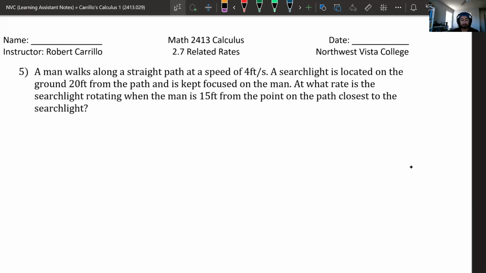Okay, so here's our dude. He's walking in this direction, and he's walking at a rate of 4 feet per second. Since he isn't Spider-Man, right? We're going to assume that he's walking on a horizontal distance. So we'll say that x prime equals 4 feet per second.